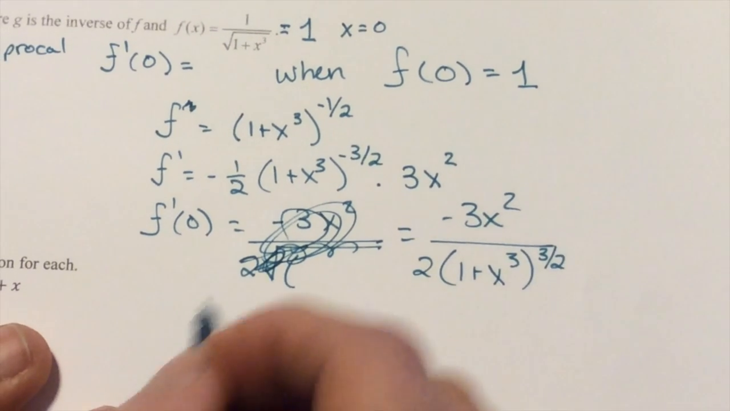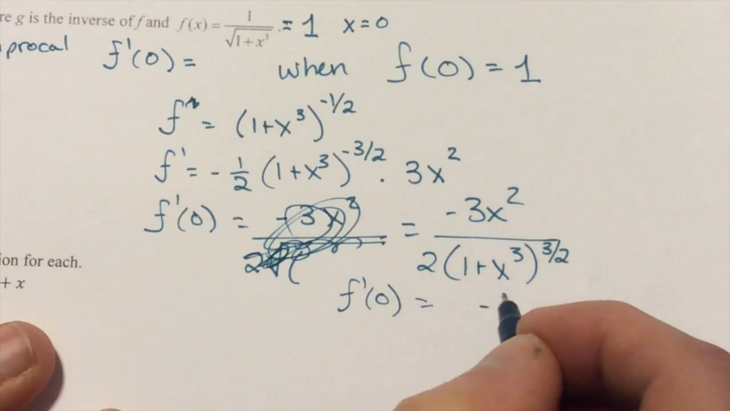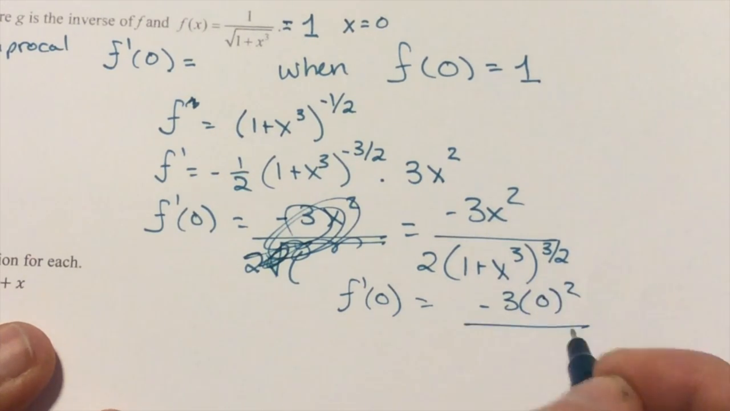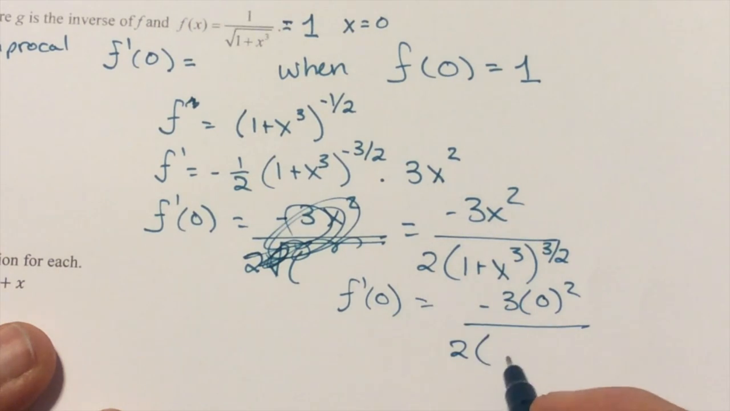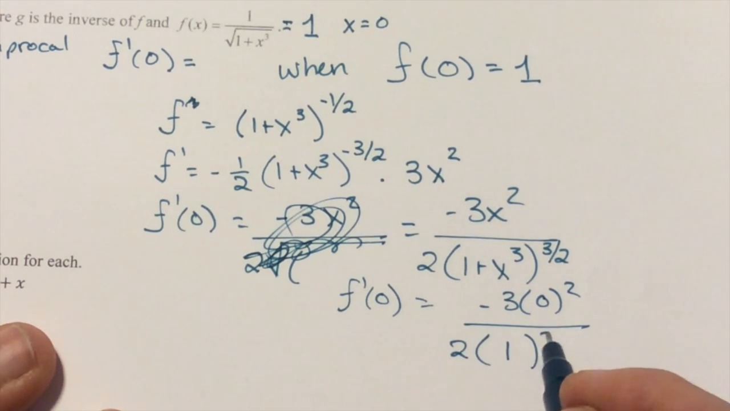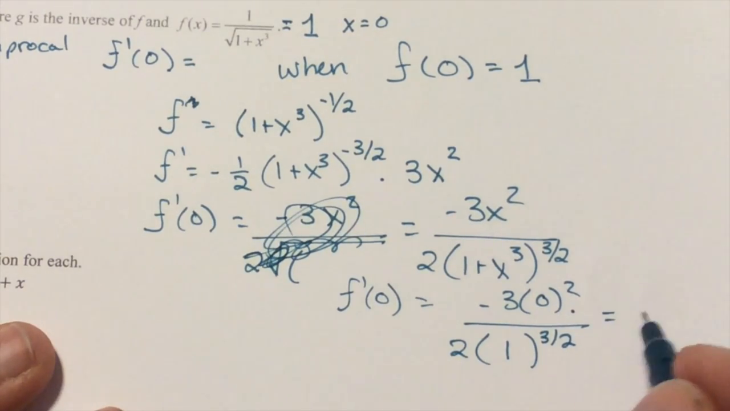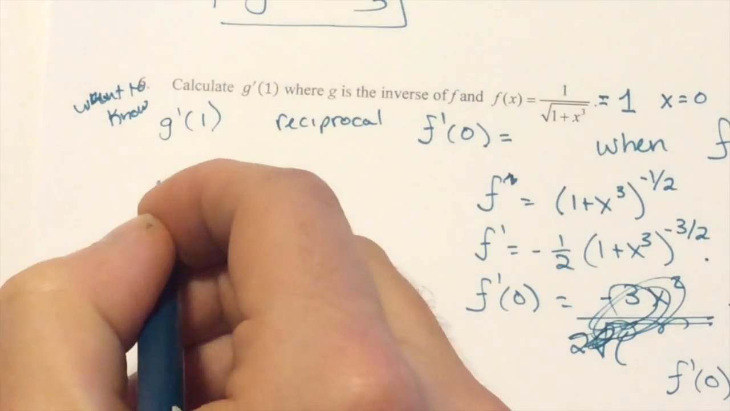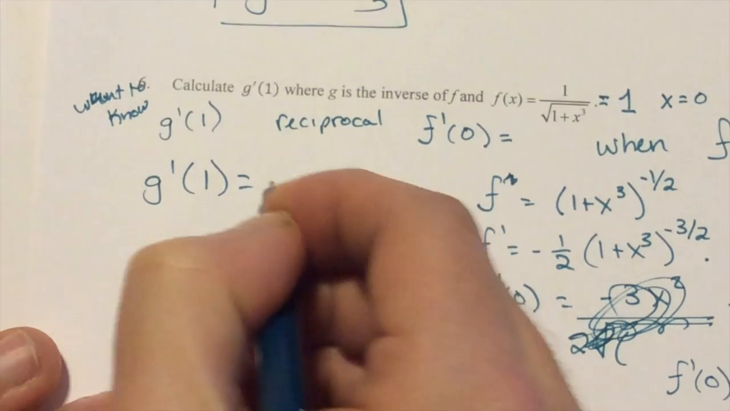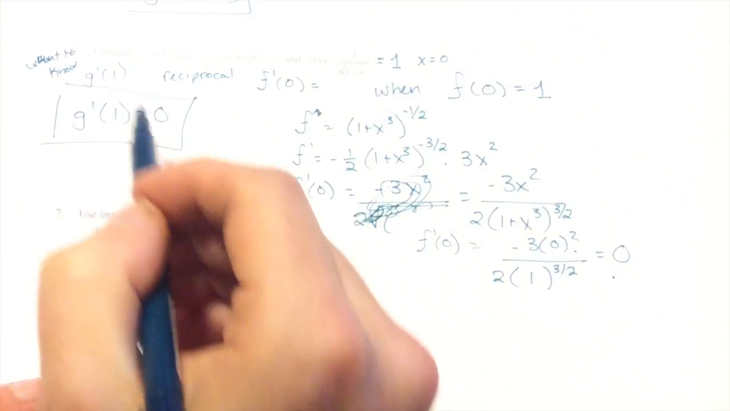I want to know, what's f prime of 0? So that gives me negative 3, 0 squared, this is easy, times 2, 1 to the 3 halves. So that gives me 1, that gives me 2, this gives me 0. F prime of 0 is 0. So g prime of 1, what's the reciprocal of 0? 0. We take the reciprocal of this to get our answer.